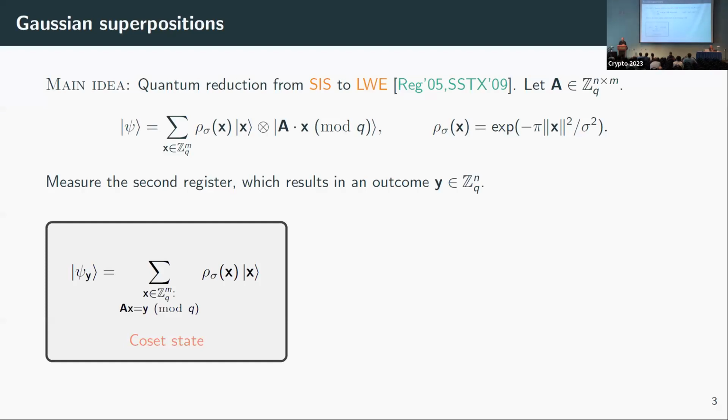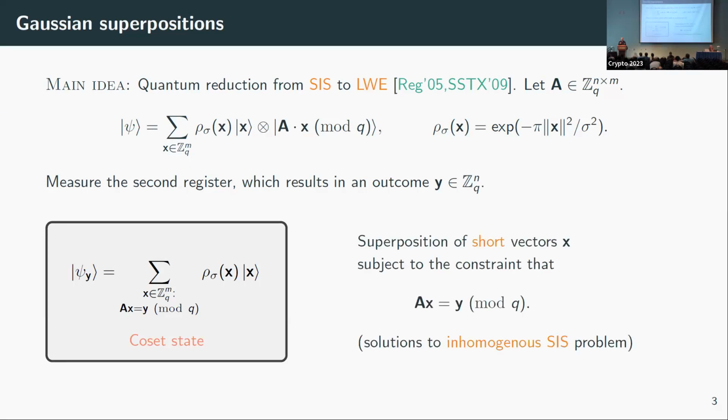Okay, so geometrically, this is a superposition of vectors that lie in a coset of the so-called perp lattice. So what does it mean? This means that each x in the superposition is short and it satisfies A times x equals y. Okay, in other words, these vectors x are solutions to the inhomogeneous SIS problem. Okay, so why is this useful? In my earlier paper, I showed how to construct PVD using this idea.